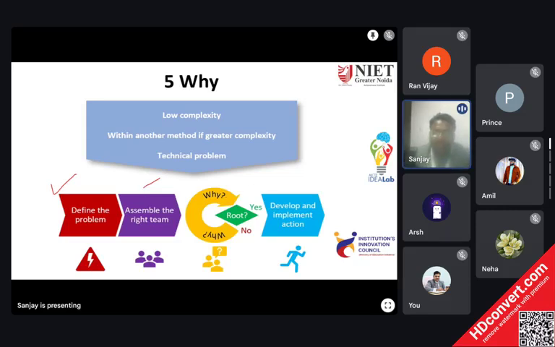So we start asking why. Asking why means we can keep asking questions in between, and we can reach the root cause of that specific problem. We will discuss with an example how why can be applied multiple times. If we get the root cause, then the development and implementation of action can be carried out.